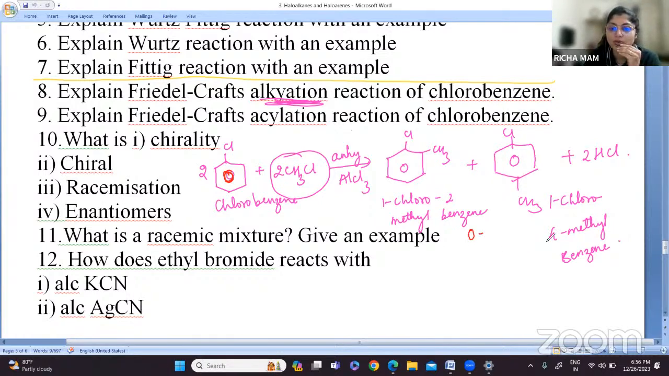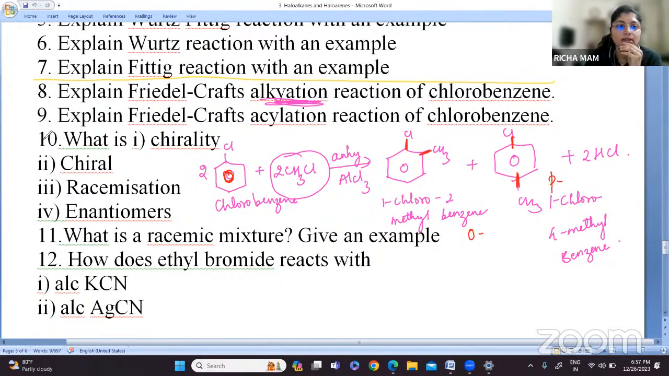So this is an ortho product, this is a para product. You know what ortho substituted is. The 1,2 position is called ortho substituted and the 1,4 position is called para substituted. So this is the Friedel-Crafts alkylation reaction of chlorobenzene.